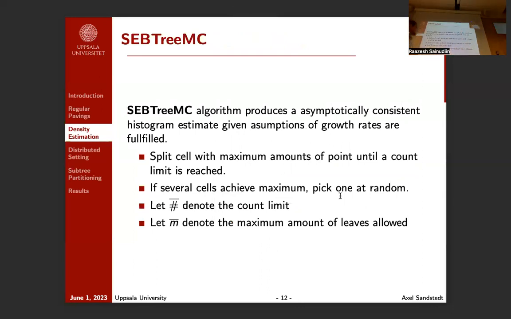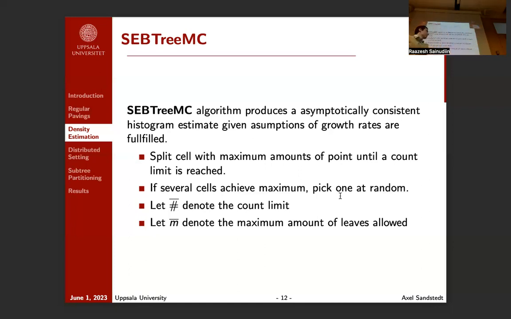So now we get to the first algorithm, the SEB tree Markov chain. The idea is that we have a root box, or a statistical regular paving with only a root box. All points are encapsulated by it. And we give a count limit, which is the maximum amount of points that is allowed to be in any cell in our statistical regular paving. Furthermore, we also give a maximum number of leaves that is allowed to be in our binary tree.